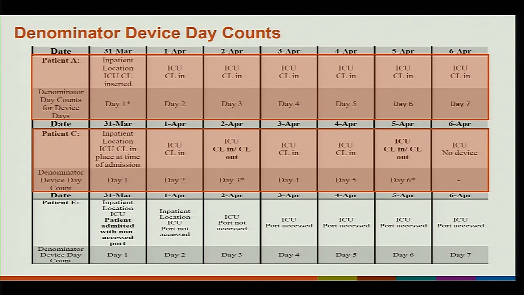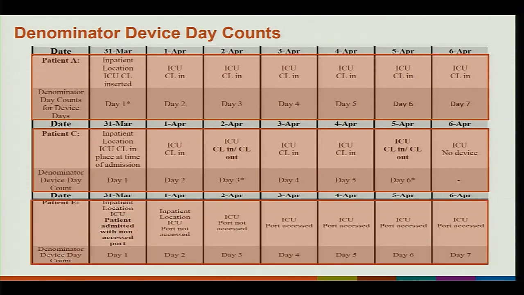And lastly, patient E. Patient E has a non-access port at the time of admission to ICU. The denominator device day count will begin on the date the patient is admitted to ICU. Assessing the port on 4-3 does not change the denominator device day count. Patient E will have 7 denominator device days, 3-31 through 4-6.